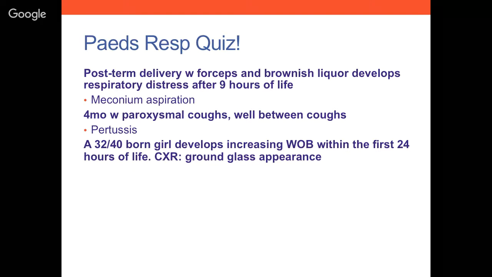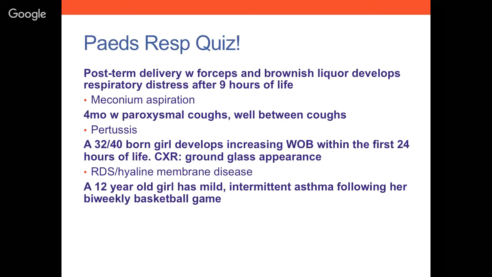A 32 weeker, which is pretty early, has laboured breathing within the first 24 hours of life, and there's a ground glass appearance. Yeah, so RDS or hyaline membrane disease, and what's that caused by? Insufficient surfactant, yeah? So back to first year and all that surfactant stuff, which is making a lot more sense now. So back to the back.